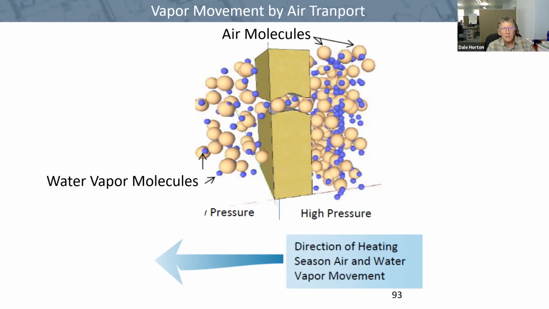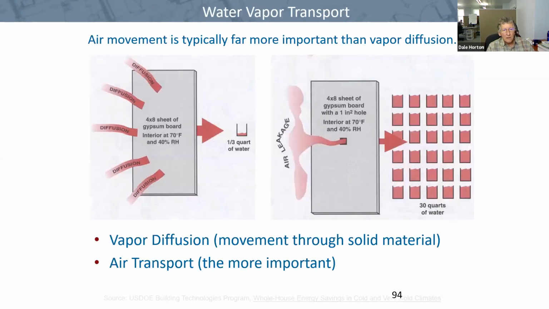Water vapor is smaller in terms of molecule size, and so wherever air can go, water molecules will follow. Water vapor is moved through two different mechanisms: one's diffusion and one's air transport. But air transport, where the actual air molecules are moving through leaks and holes, is way more significant, by an order of magnitude, than diffusion.